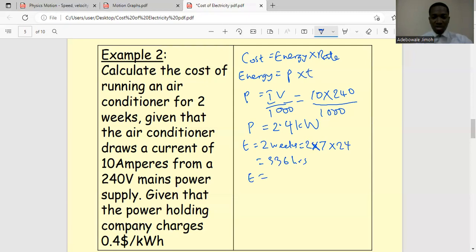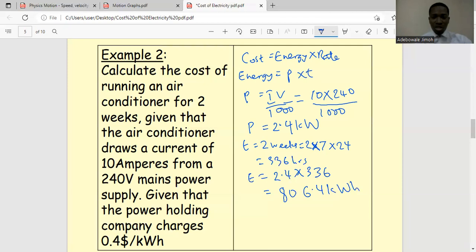Now we can find our energy. Energy is power multiplied by time. What is the power? We have our power as 2.4 kilowatts, multiplied by time. What is the time? We have our time as 336 hours. If you multiply 336 by 2.4, we will get 806.4 kilowatt hours.